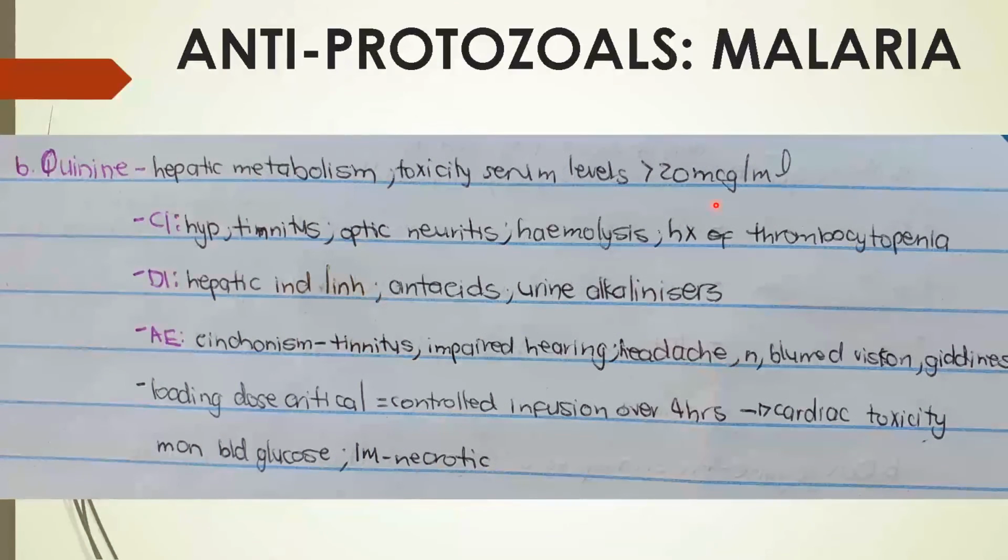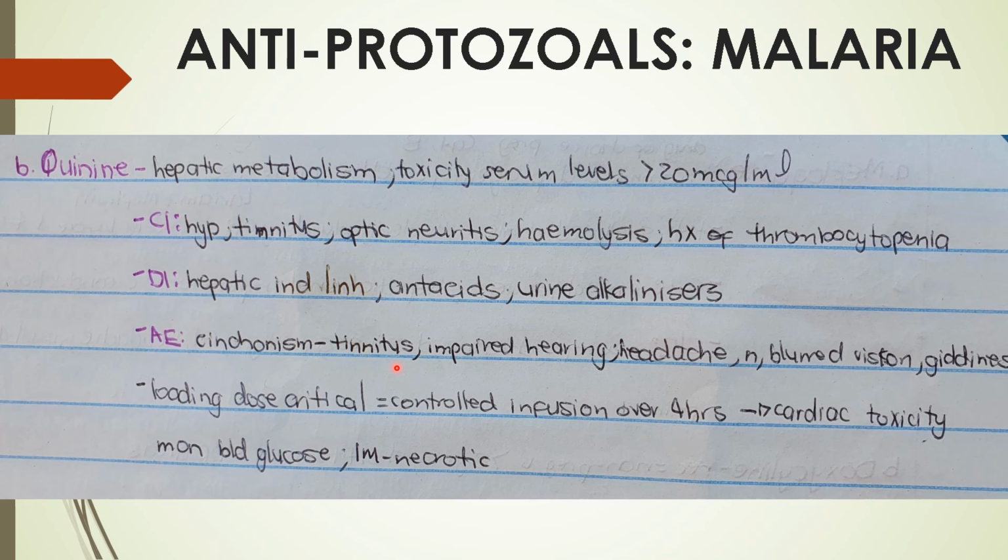But anyway, it's contraindicated with anyone who's hypertensive, or has tetanus, optic neuritis, hemolysis, or any history of low platelet levels. And then drug interactions, anything that has to do with the liver, you need to watch out for drug interactions. And if anyone is taking antacids or urine alkalinizers, you need to watch out for those drug interactions because it can cause liver and kidney issues. Adverse effects: it can cause tetanus, impaired hearing, headache, nausea, blurred vision, giddiness, etc., etc.